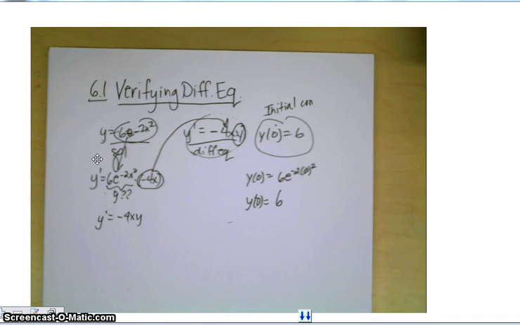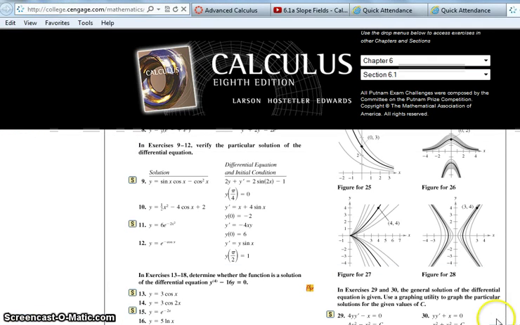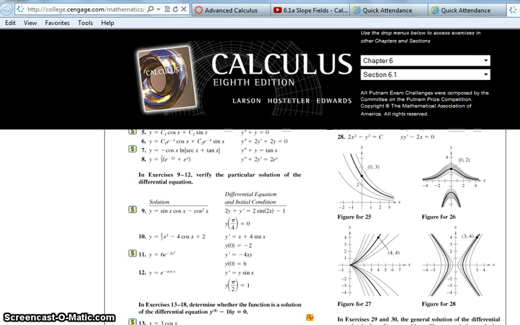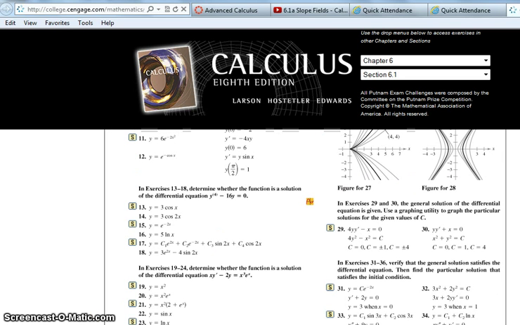Alright, so now let's look at another problem, and we can go to our book. This time we have another particular solution problem. Okay, so now we're going to look at another example, as I was saying. y equals x squared times 2 plus e to the x, and we want to verify that it looks like this differential equation right here.